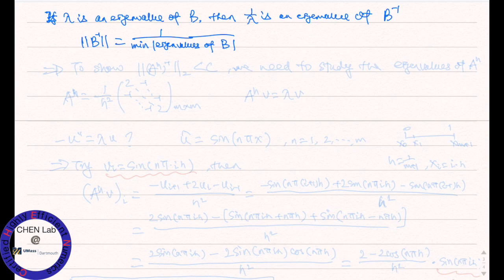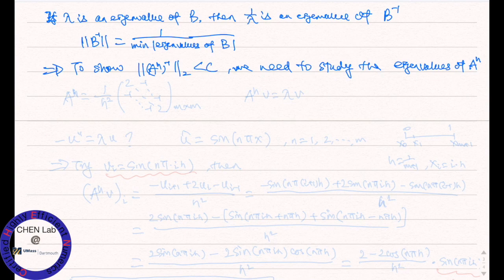So this means that to show that the 2-norm of AH inverse is less than C, we need to study the eigenvalues of AH. We need to find its smallest eigenvalue in absolute value. Then if 1 over that is bounded, we are good. We need to study the eigenvalues of AH.